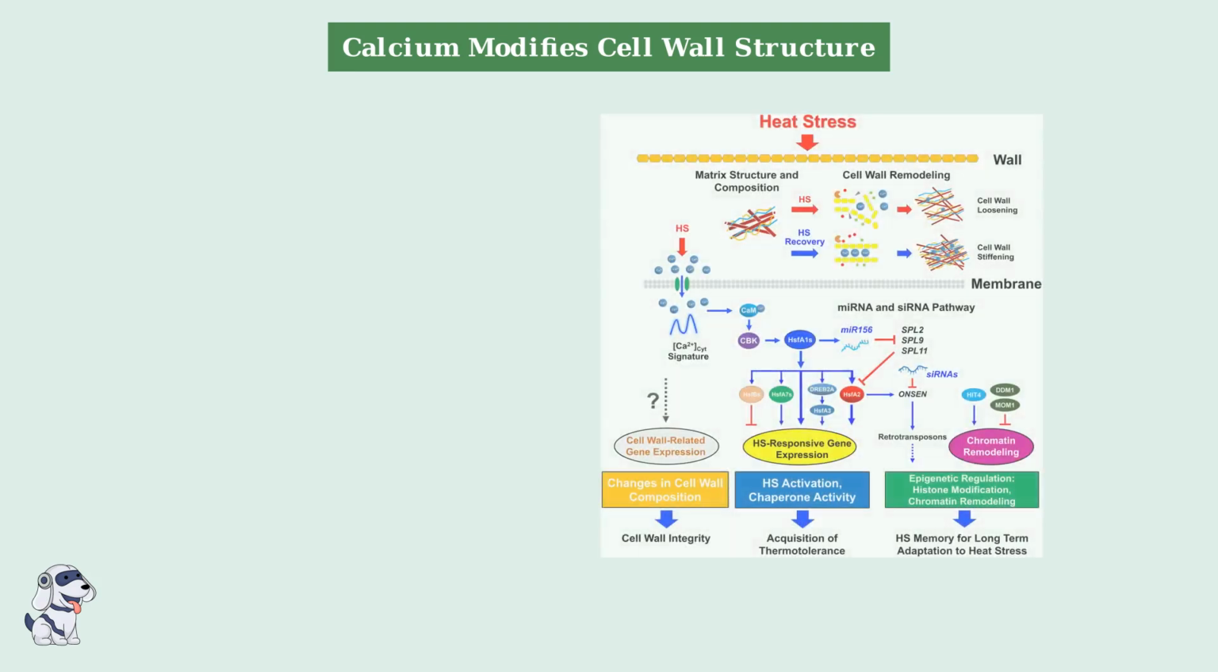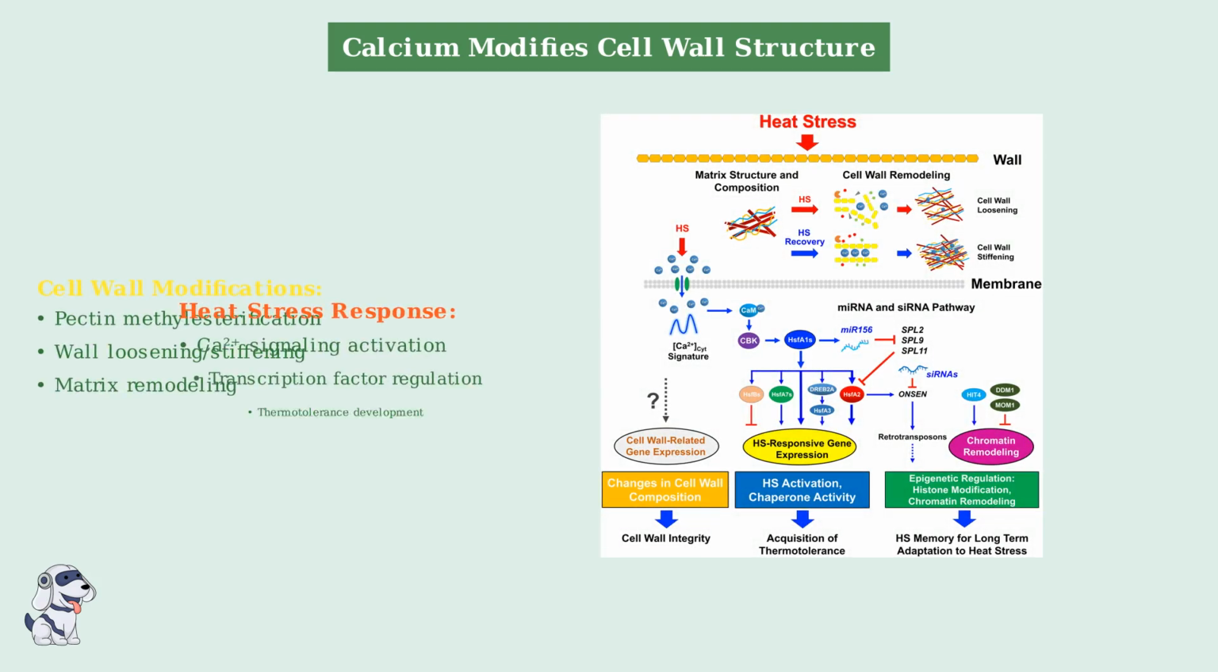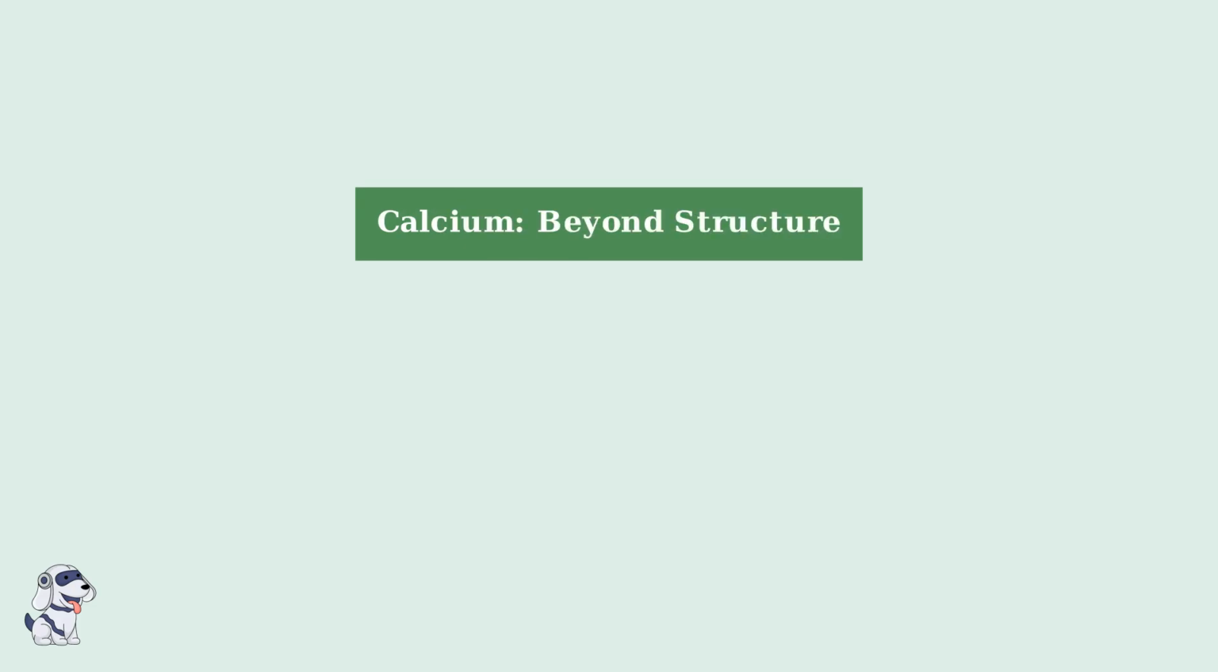Calcium also influences cell wall composition and structure. It affects pectin methylesterification, which determines cell wall flexibility and strength. During heat stress, calcium signaling triggers complex cellular responses that help plants adapt and survive. Calcium's multifaceted roles extend far beyond structural support. As an intracellular messenger, it coordinates responses to environmental challenges, enhances disease resistance, and regulates critical cellular processes that determine plant survival and adaptation.